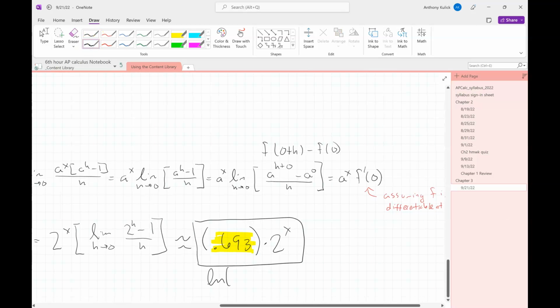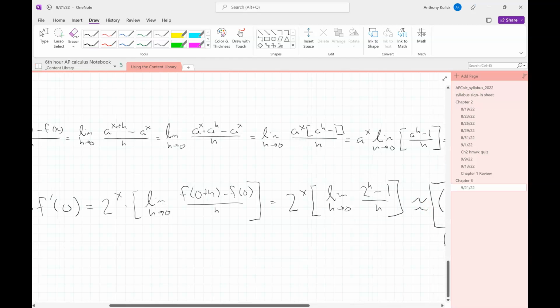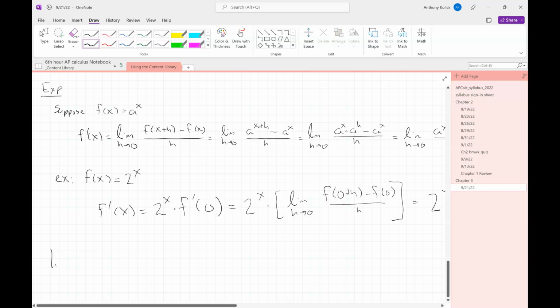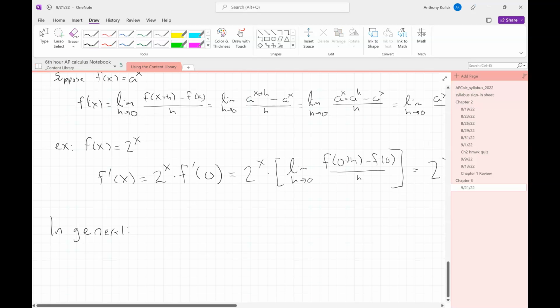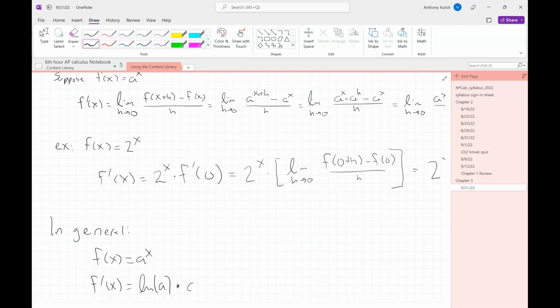So, what are we seeing here? In general, for f of x equal a to the x, the derivative is equal to the natural log of a times a to the x.